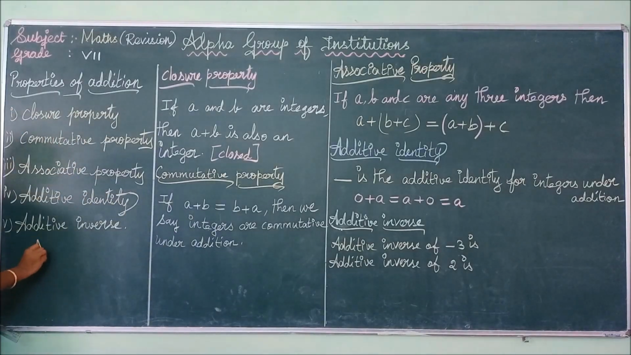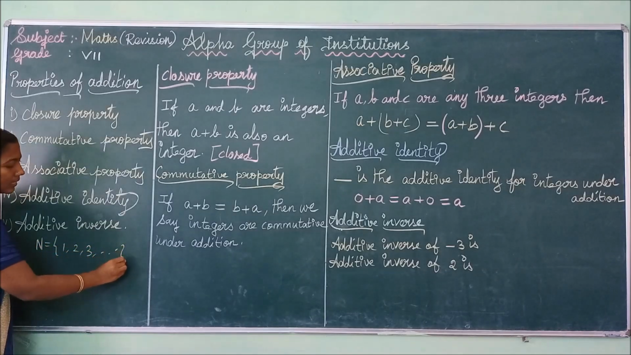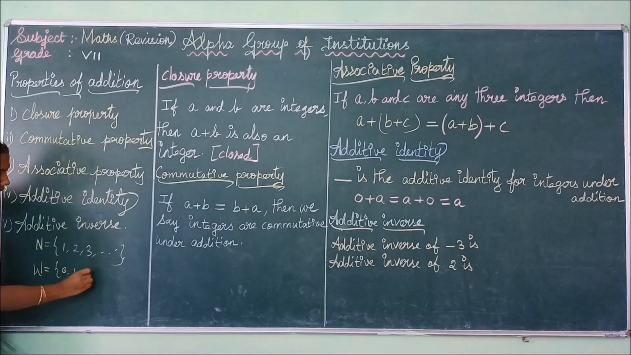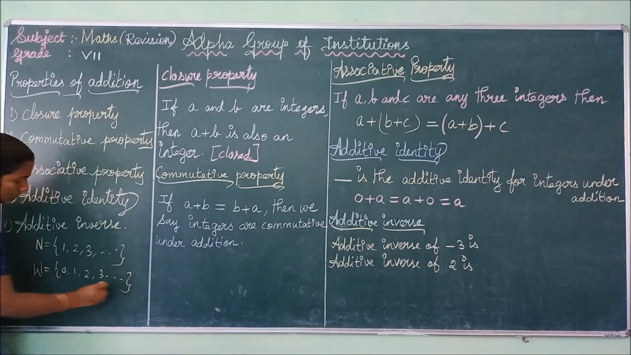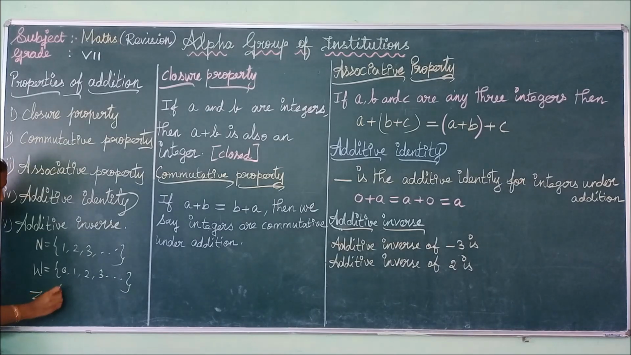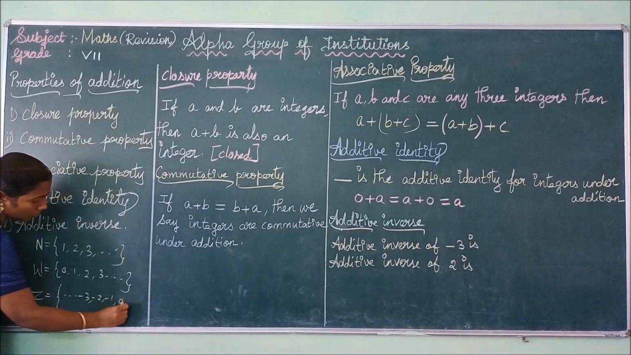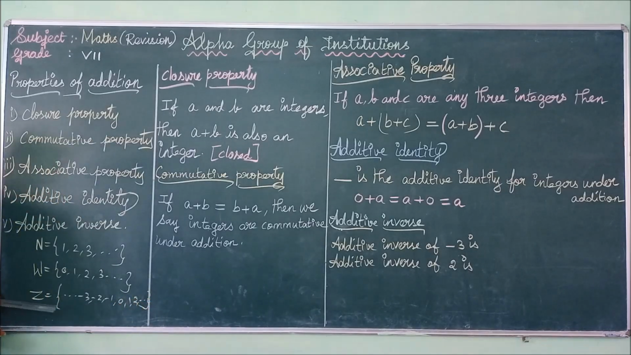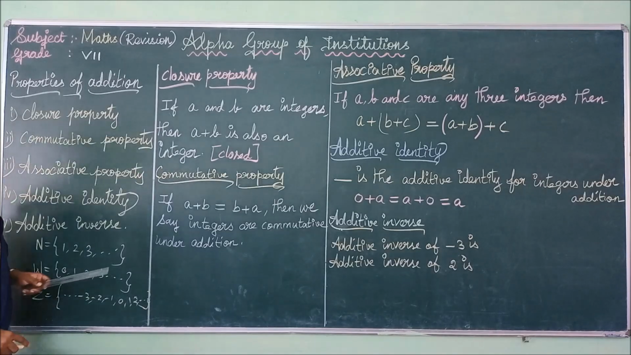You know already what is meant by natural numbers? 1, 2, 3, etc. What is meant by whole numbers? 0, 1, 2, 3, etc. What is meant by integers? Integers contain negative numbers and 0 and positive numbers. So this is said to be integers. We are dealing with integers only.